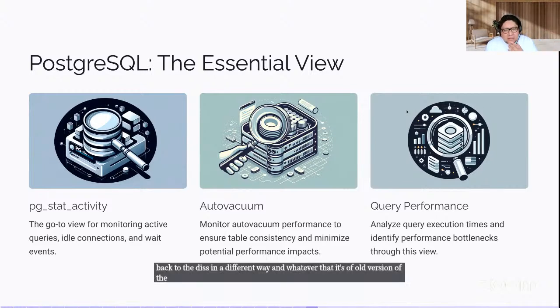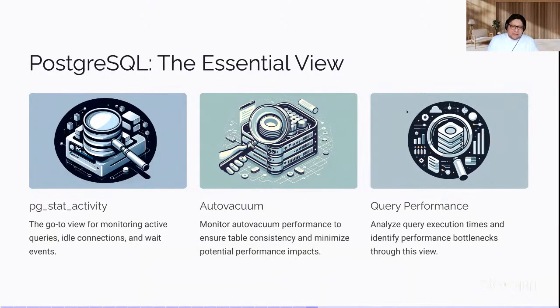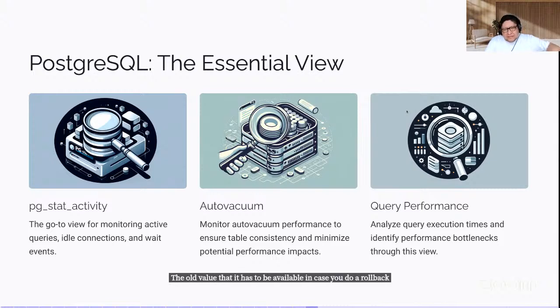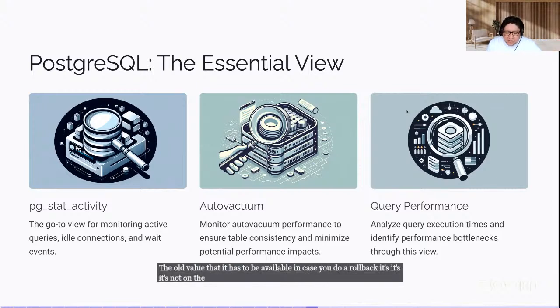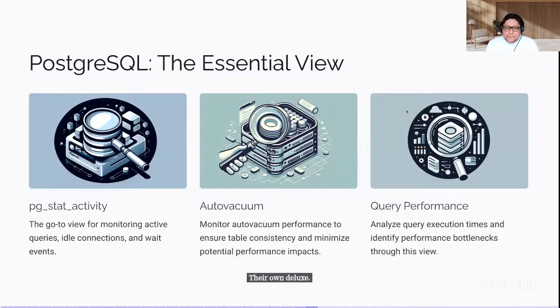If it was an ID value 1 and you change it to 2, the old value has to be available in case you do a rollback. It's not on the table. It's on something else called the undo logs. Sorry. On Postgres, there's something called copy on write.